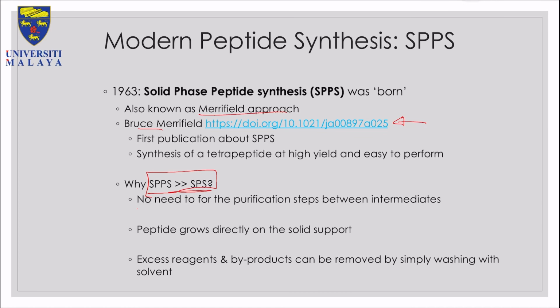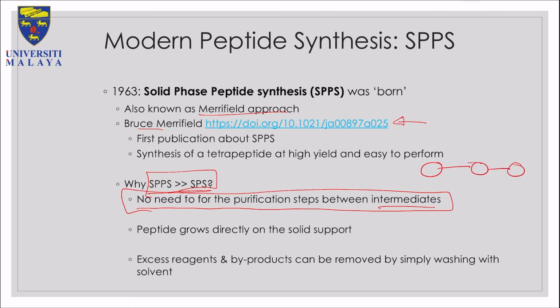Okay, why? Because SPPS does not need to have a purification step in between the reactions, meaning the intermediates, between the amino acid couplings. So again, for a solution phase, after each coupling, you need to wash it. You need to have purification steps. The easiest one is the rotary evaporator, but still the rotary evaporator takes some time. For SPPS, you do not need to do any purification step. Well, the purification step is as easy as taking a bath. You just wash it, done.